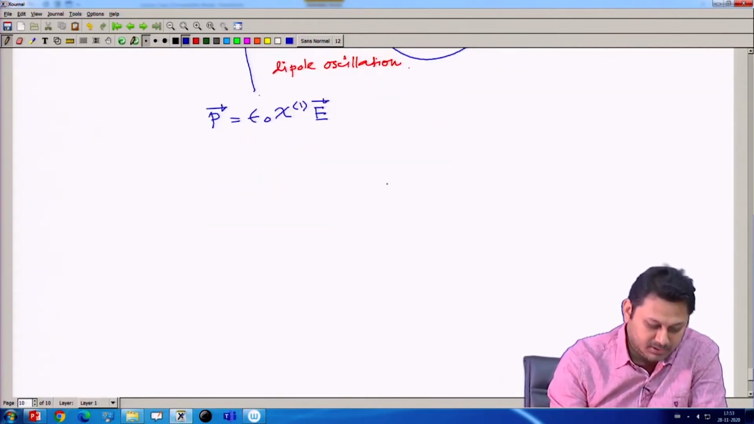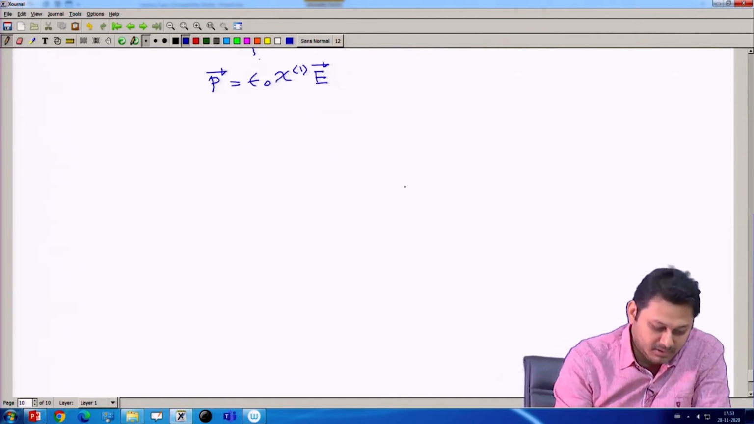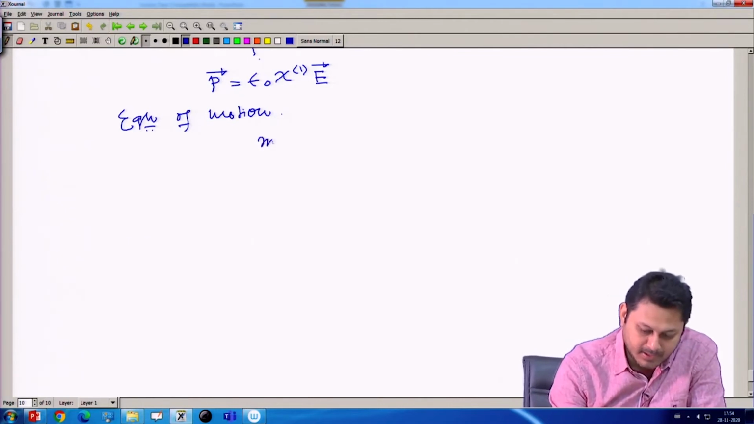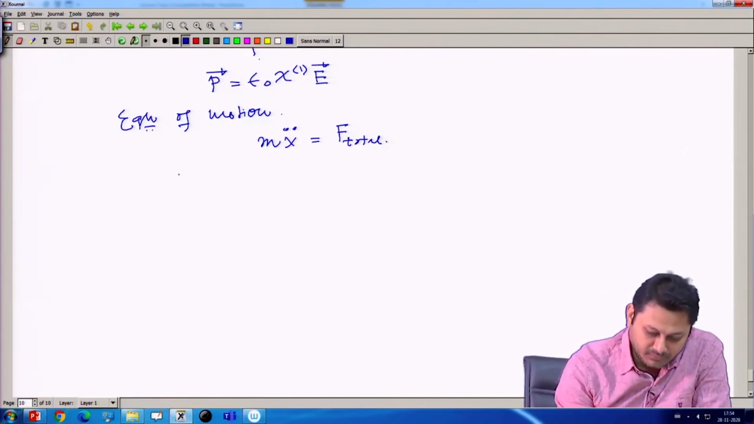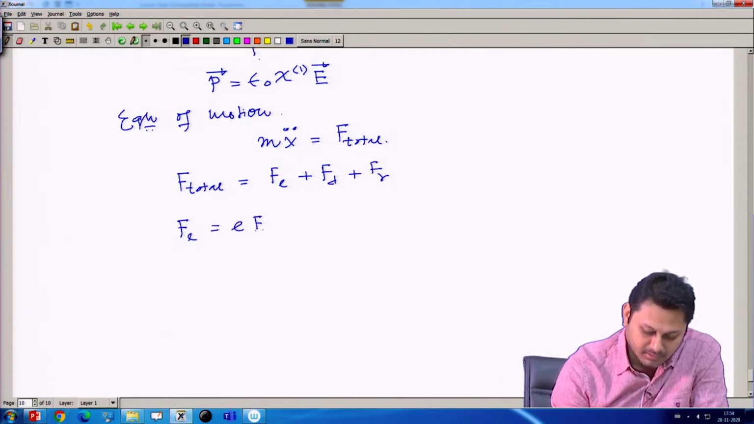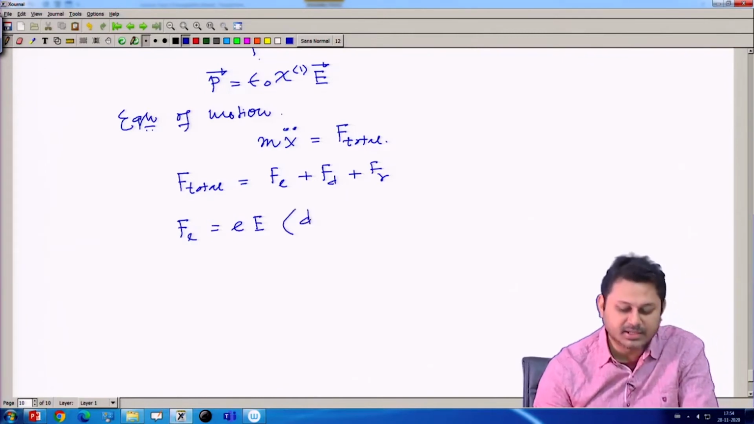Now, if I want to find out the equation of motion of this system, the equation of motion is m x double dot equal to the total force. Now, what is the total force? The total force experienced by this tiny dipole is a combination of three terms: Fe, Fd and Fr. What is Fe? Fe is the driving term due to the external electric field.